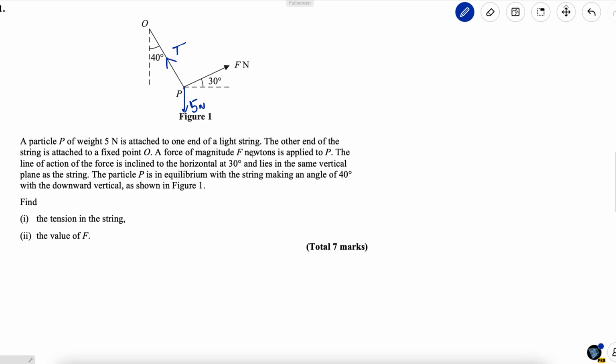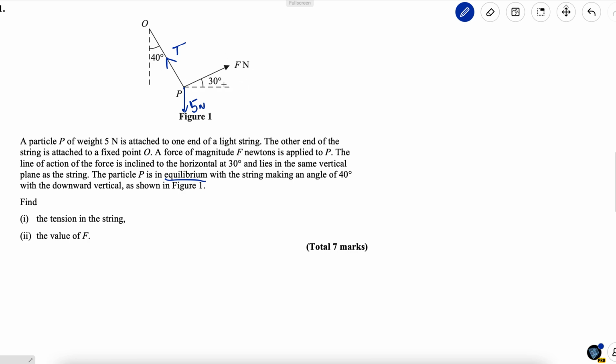A force of magnitude F newtons is applied to P. The line of action of the force is inclined to the horizontal at 30 degrees and lies in the same vertical plane as the string, so that's marked on the diagram. The particle P is in equilibrium, with the string making an angle of 40 degrees with the downward vertical as shown.